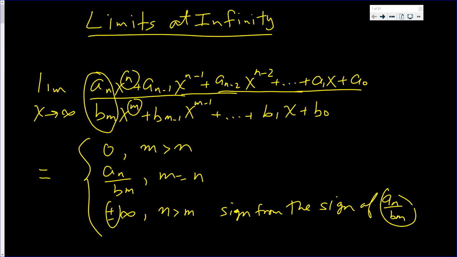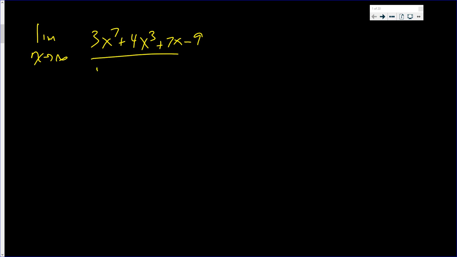Okay, so a couple of quick examples, and then I'll show how to do it like probably your teacher wants you to do it. Suppose you have the limit as x goes to infinity of 3x to the 7th plus 4x cubed plus 7x minus 9, all divided by 4x to the 9th plus 3x to the 5th minus 2x. That's the leading term on the top. That's the leading term on the bottom.